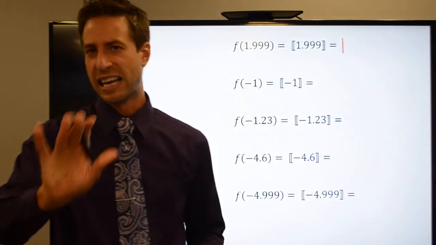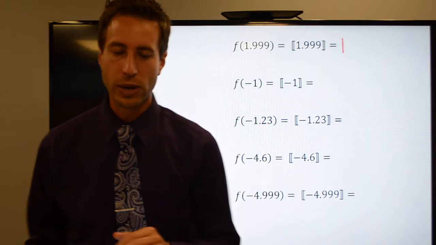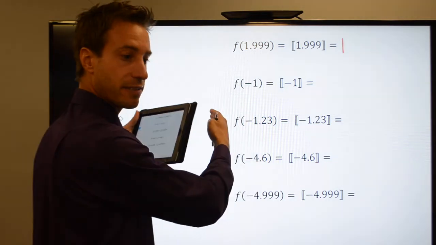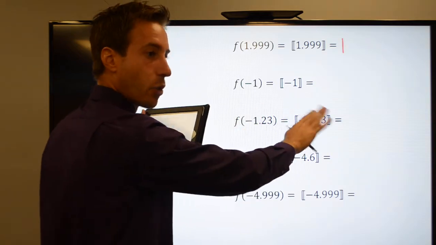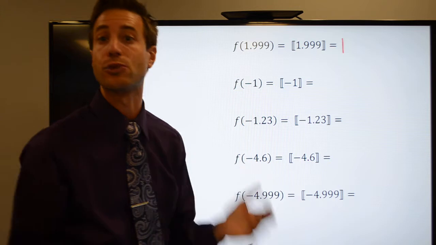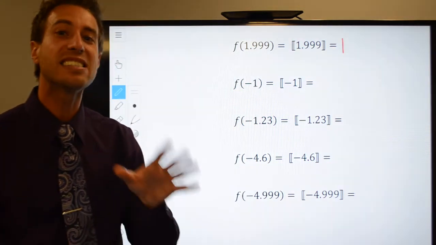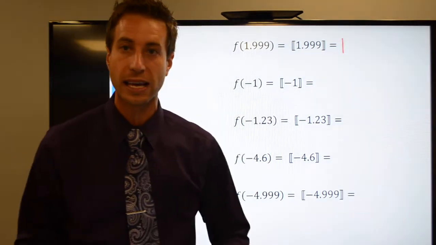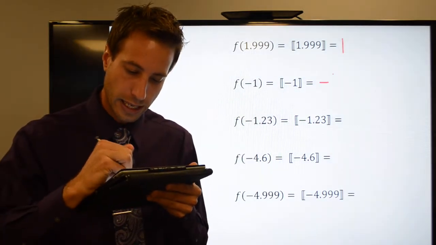A negative 1. Careful here. Now that we're in negative numbers, remember, when you're on the negative side, anything to the right of your negative number is actually bigger, and anything to the left is actually smaller. That's the way negative numbers work. So I need the greatest integer less than or equal to negative 1. Well, negative 1 is an integer, so it will be equal to itself.